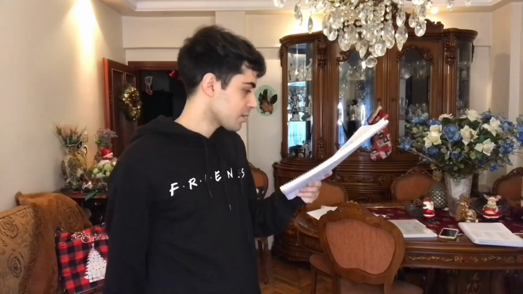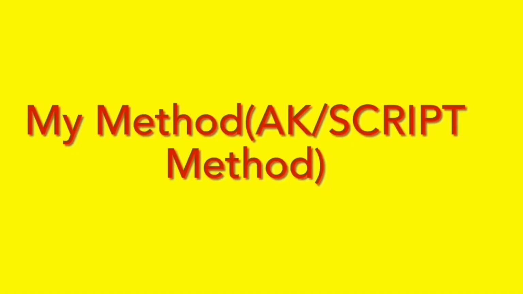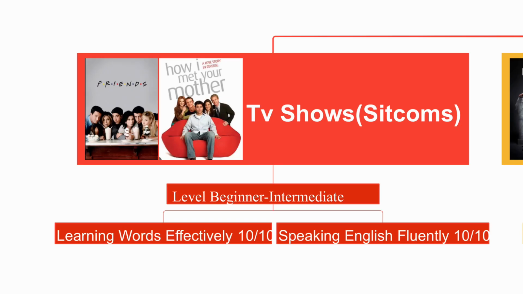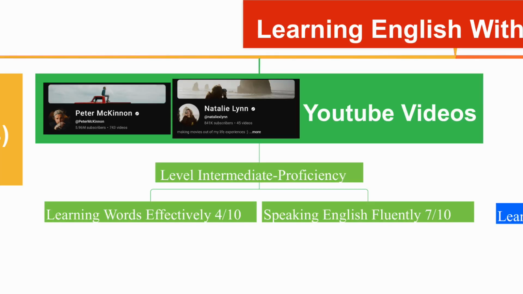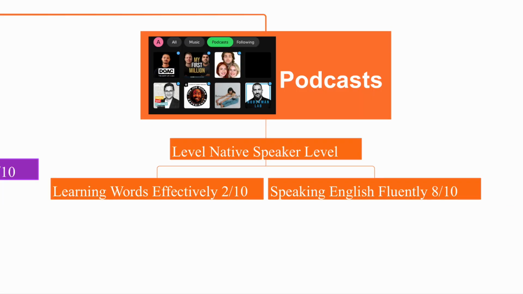In this video, guys, I would like to explain to you with tangible examples how you will actually start to think in English while you're practicing with the scripts of Friends and with the script of TV shows. So basically, I will share my story of how I started thinking in English and how I started speaking English without thinking. Throughout my whole learning English process, from the very first day to this day, this is how I learned English in order. I learned English with the scripts of sitcoms, TV shows, with the scripts of YouTube videos, and then with the scripts of vloggers, and finally with the scripts of podcasts.